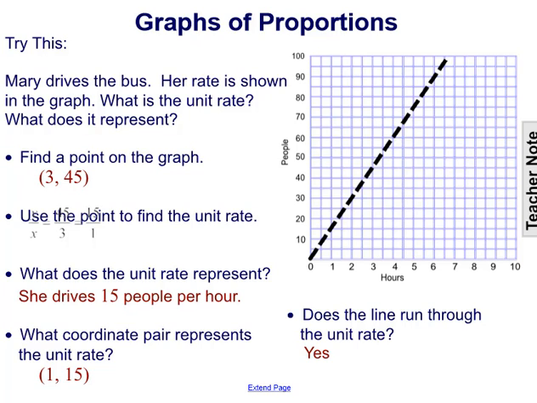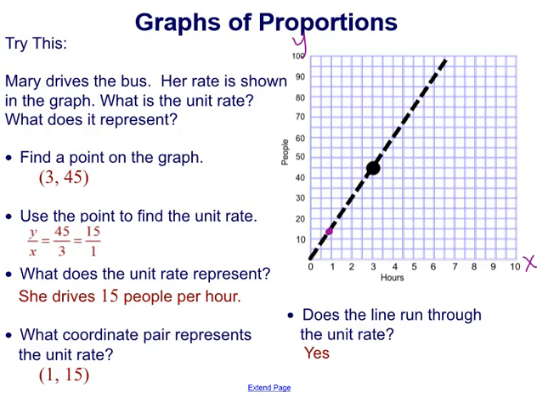So we're using the point (3, 45). We can then use that point to find the unit rate by taking the ratio of y over x. So that's 45 over 3, which equals 15 over 1. So what is that unit rate representing? Well, think about what your x and your y variables are representing. So you have 15 over 1. So she drives 15 people per 1 hour. That would give us the coordinate of (1, 15), and the line does run through that unit rate approximately here.